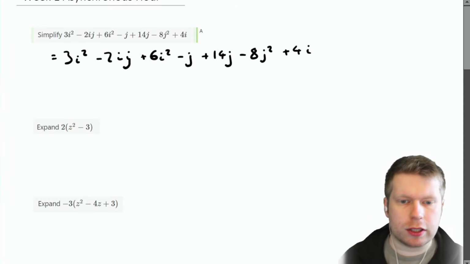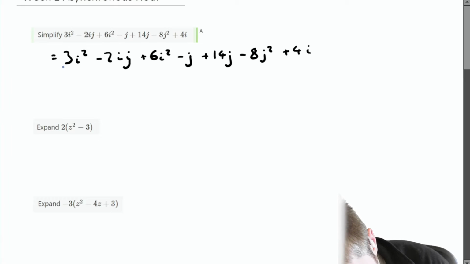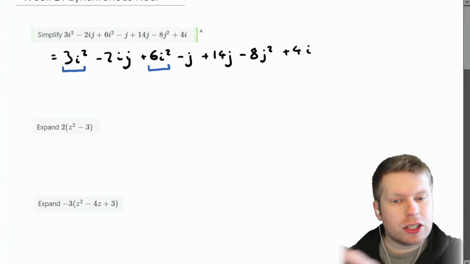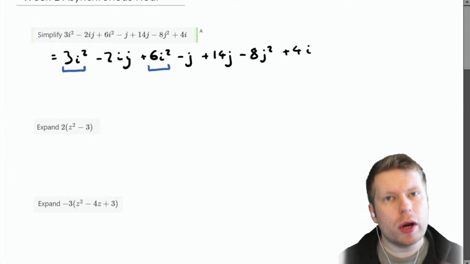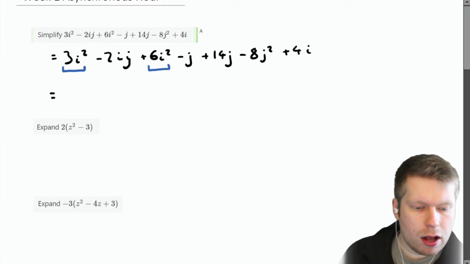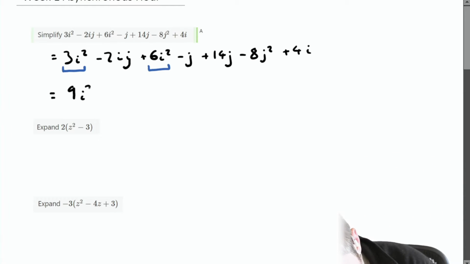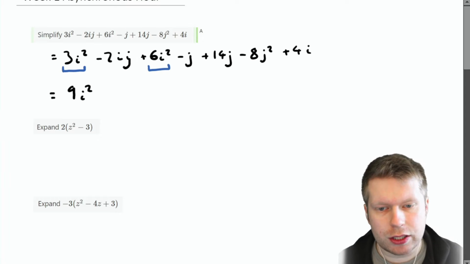Okay, so what I'm going to do is I'm going to go through and I'm going to find all the like terms. So we've already found one pair. We found 3i squared and we found the 6i squared. There's no other terms in this expression which have got i squareds in. So in that case, I think, okay, 3i squared plus 6i squared, that's going to give me 9i squared. That's it, I'm done with the i squareds.